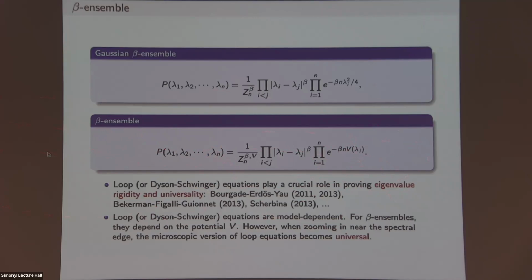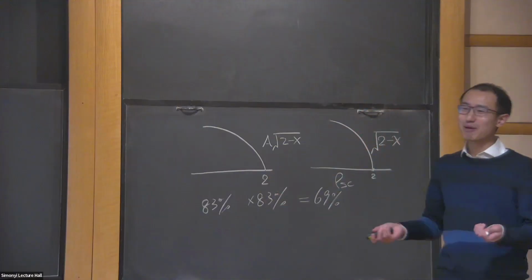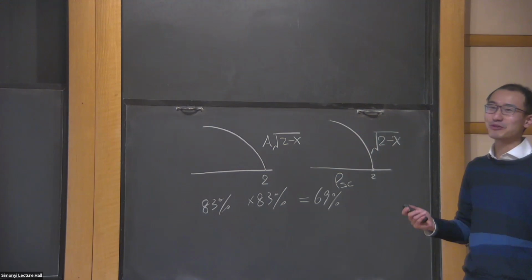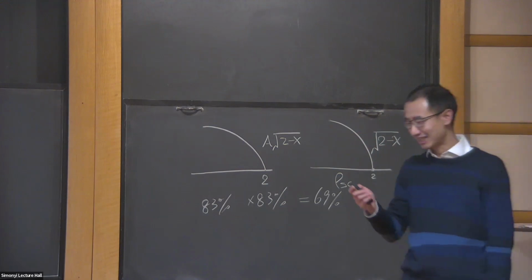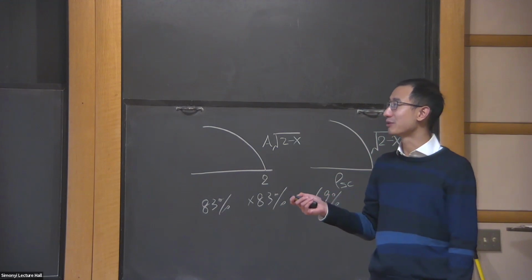However, the key observation we will use is that if you zoom in around the spectral edge, just blow up those loop equations, in fact, you will get something universal. And that's what we call the microscopic version of loop equations.